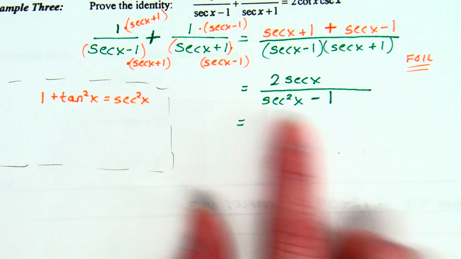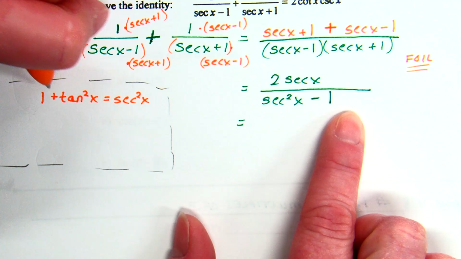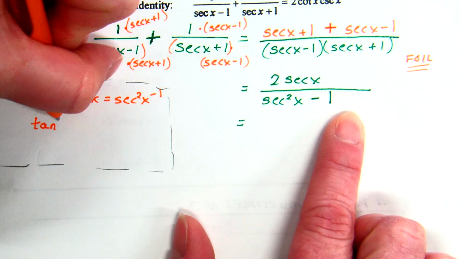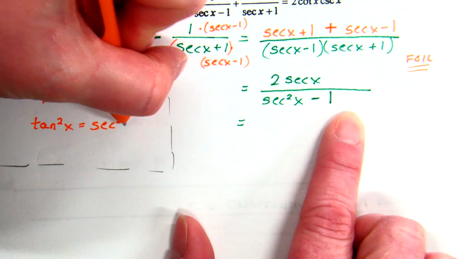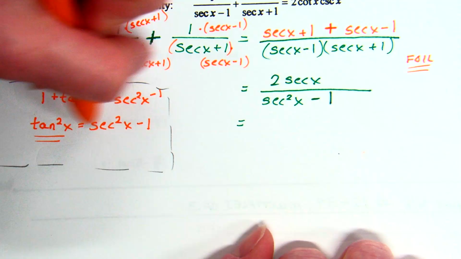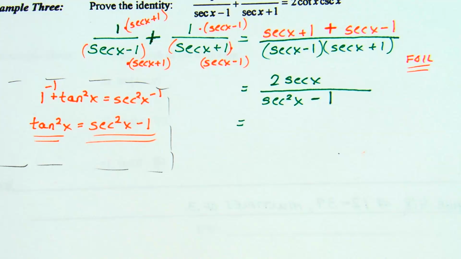Okay. I'll be honest, this is where I always have to pause. I've done all this work. Where am I going? What was my goal again? 2 cotangent cosecant. Well, good news is I see the 2, right? So it just comes down to manipulating these guys. And there's a couple different ways we could do this. Have you guys tried anything?